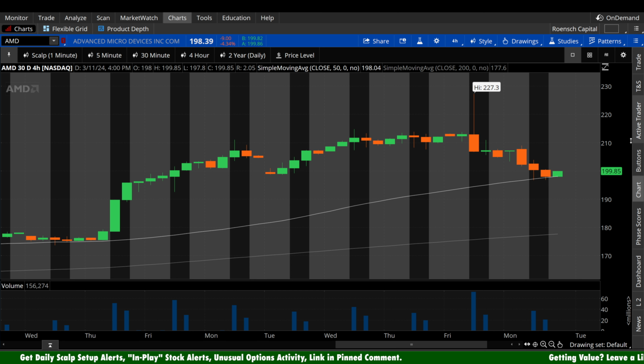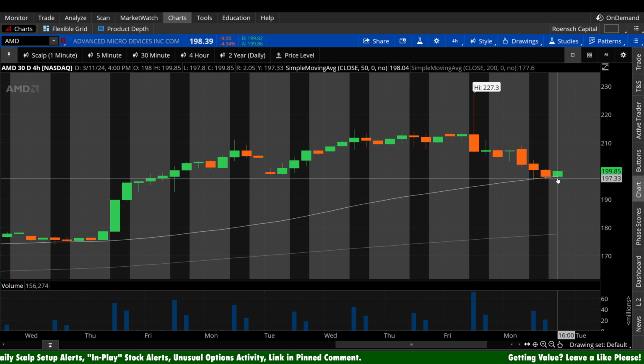Bears, really simple for you guys too. How do you discourage the bulls on the 4-hour? Well, crack below the 50 period and create that as a temporary resistance level, right?